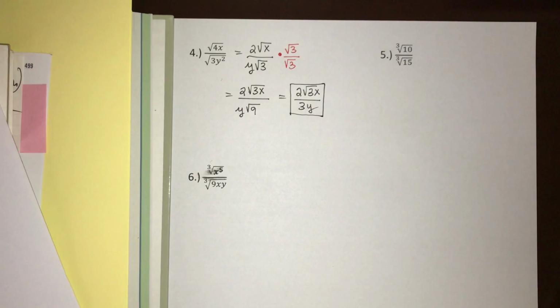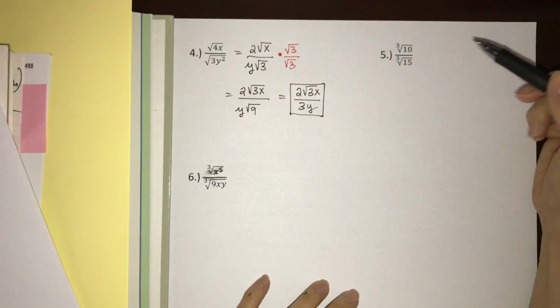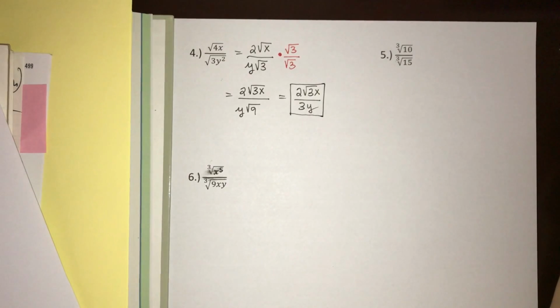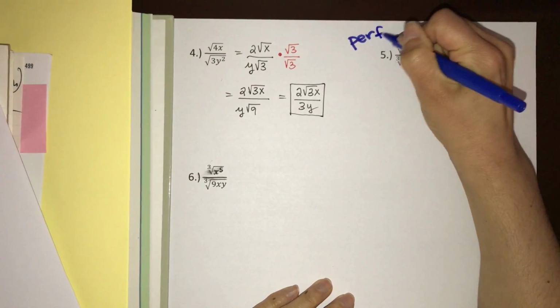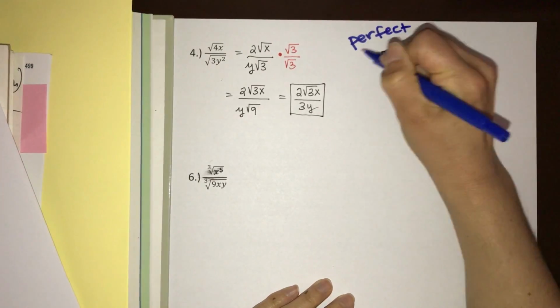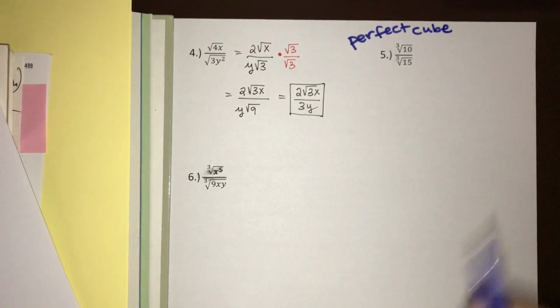Let's take a look at number 5. So this, along with number 6, these are cube roots. So we have to think about perfect cubes instead of perfect squares now. Right? So a perfect cube is not the same as a perfect square. Remember, 1 is a perfect cube, 8 is a perfect cube, 27 is a perfect cube. Those are all perfect cubes, right? So we have to get a perfect cube in the denominator.